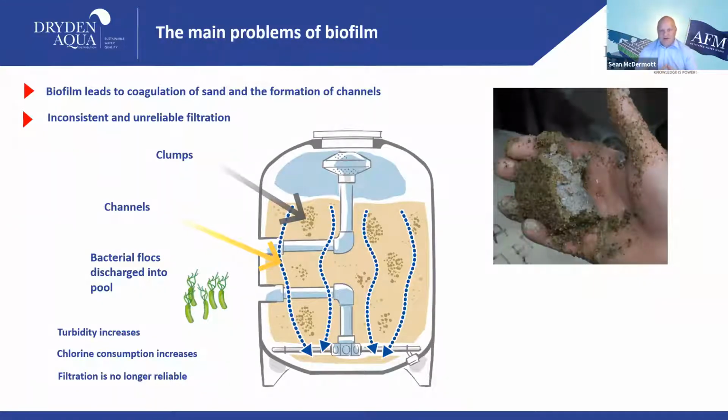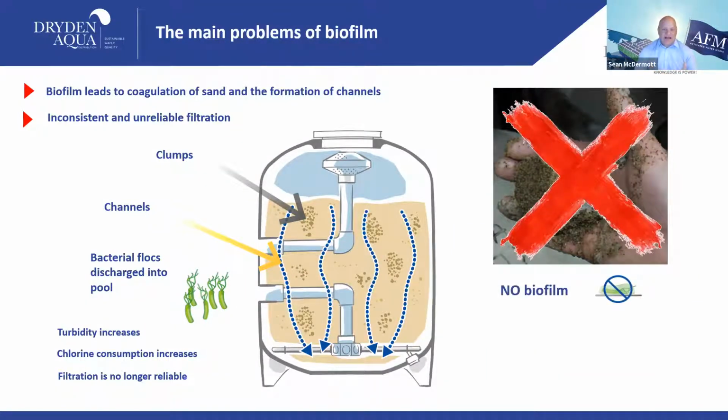This is a great example of what a coagulated lump of filter sand looks like. And again, if you've changed sand in a filter, you've probably experienced this. If we eliminate the biofilm, we also don't have any clumping, we don't have any channeling, and we have reliable and consistent filtration.